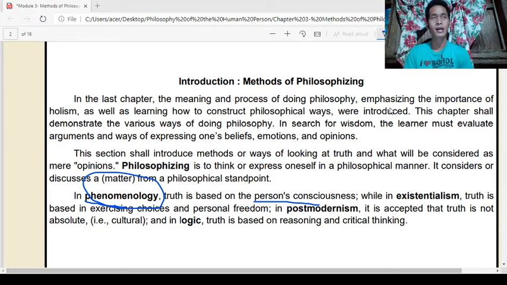What is the difference? In phenomenology, truth is based on a person's consciousness. We will find out the truth from mere opinion based on your own consciousness, your own awareness of what that particular thing is really all about. Phenomenology establishes or discusses a particular topic based on a person's consciousness.